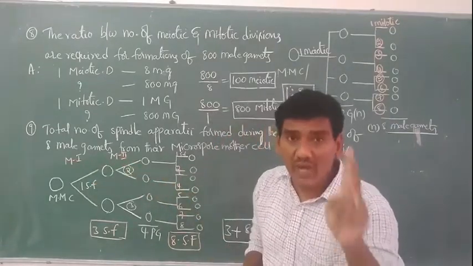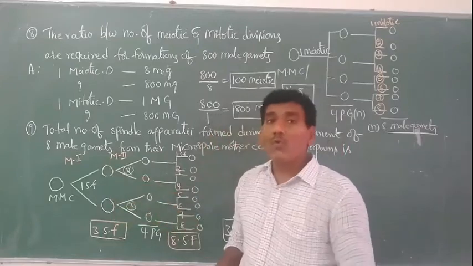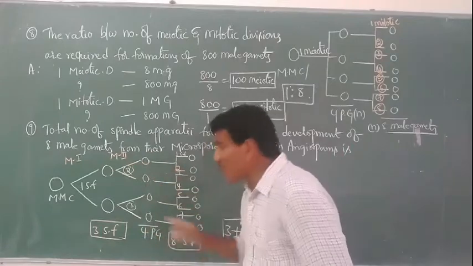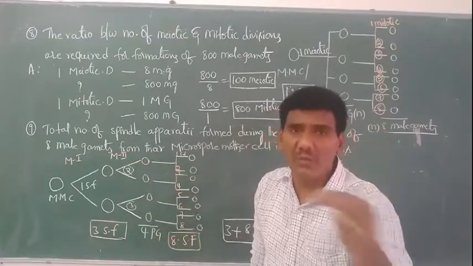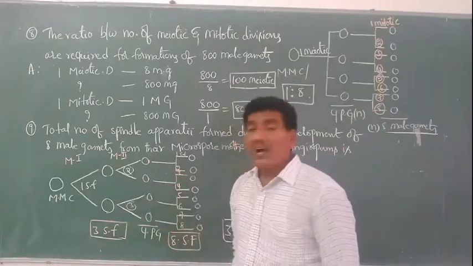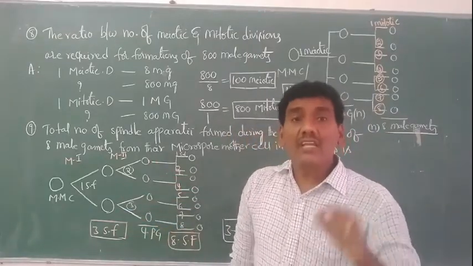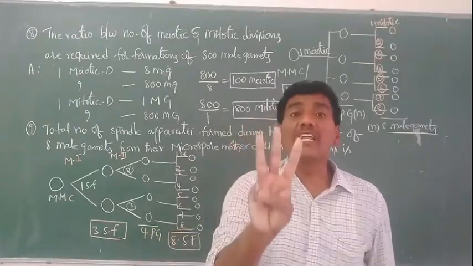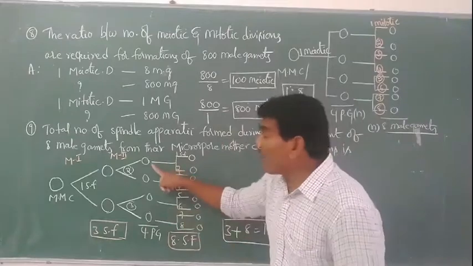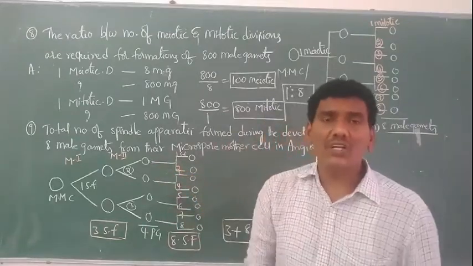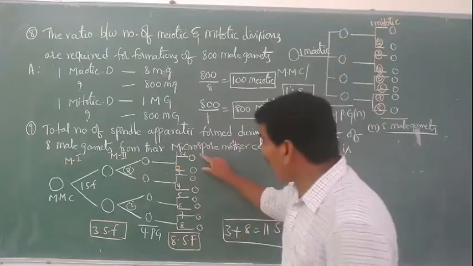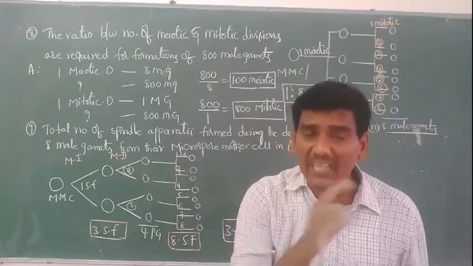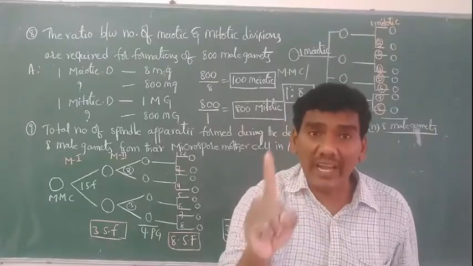In meiosis 1, 2 cells are formed and 1 spindle fiber is formed. In meiosis 2, 4 cells are formed and 2 spindle fibers are formed. So totally, how many spindle fibers are involved for the formation of 4 pollen grains? 3 spindle fibers. Each pollen grain undergoes a mitotic division to form male gametes, and for the formation of 1 male gamete, 1 spindle fiber is required.